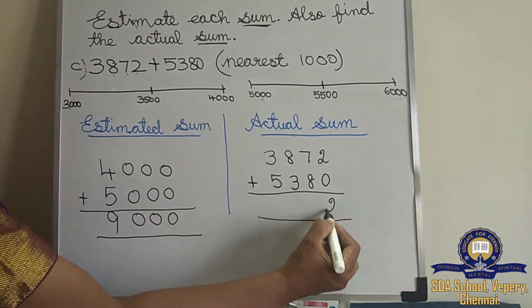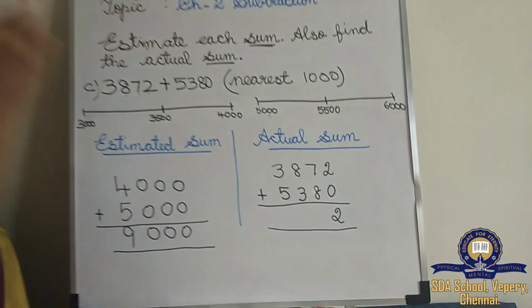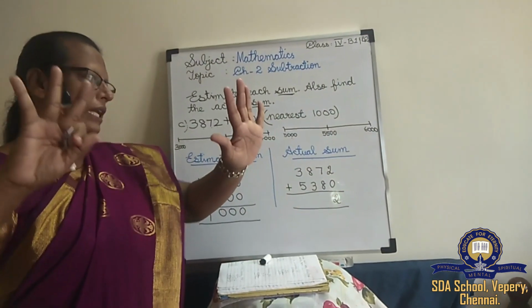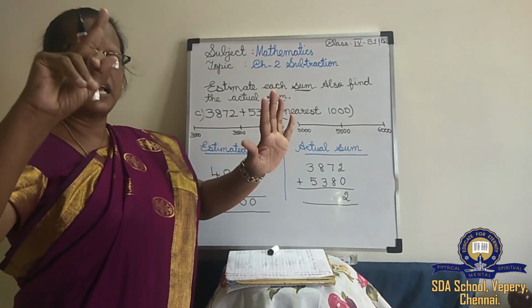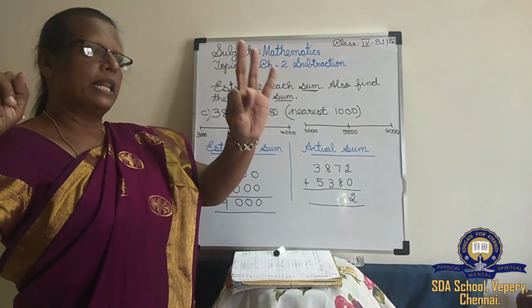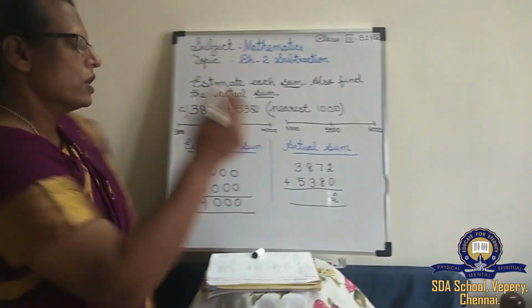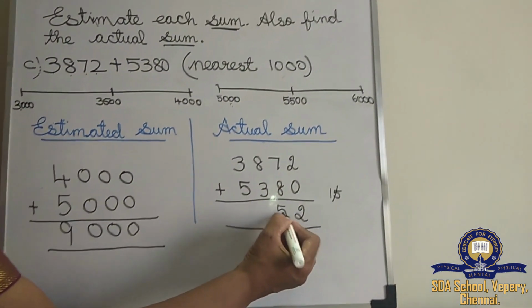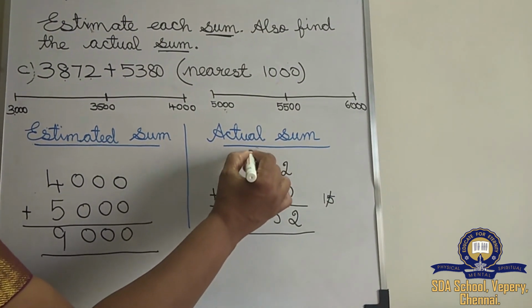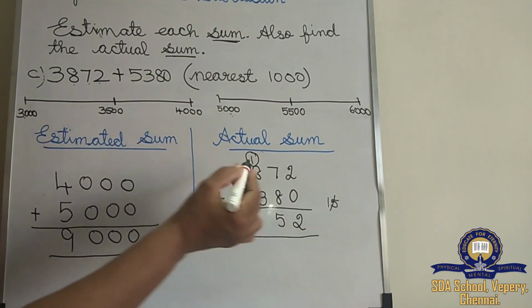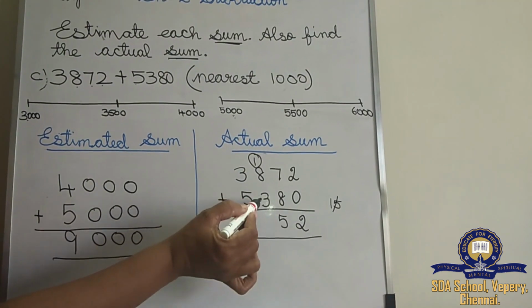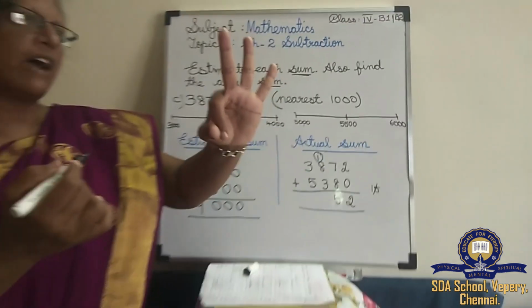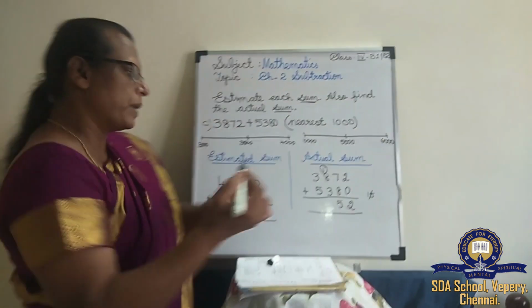2 plus 0, 2. 7 plus 8, 7 in the mind, 8 on the fingers. After 7, 8, 9, 10, 11, 12, 13, 14, 15. So how do we write 15, children? 5 we write here and bring 1 above the 8. Carry over to 8. So 1 plus 8, 9. 9 plus 3, 9 plus 3. After 9, 10, 11, 12.